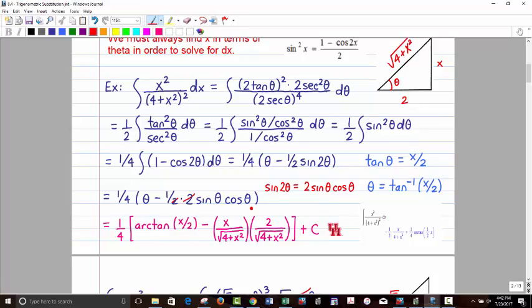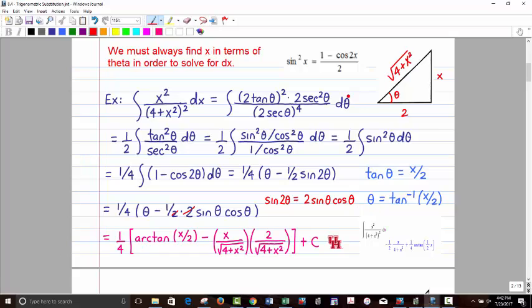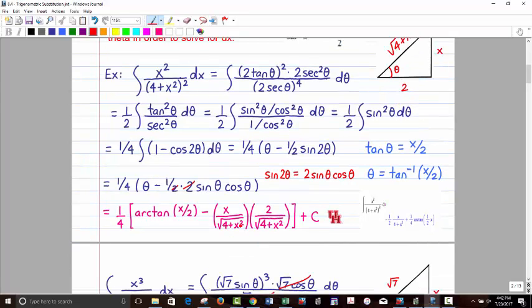Now that we have sine of theta and cos of theta, we're in business. We get those right off the triangle. So sine of theta will be opposite over hypotenuse, so it'll be x over the square root of 4 plus x squared. And then the cosine will be the adjacent, 2, over the square root of 4 plus x squared.